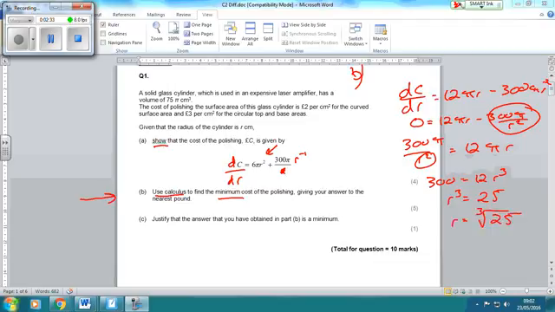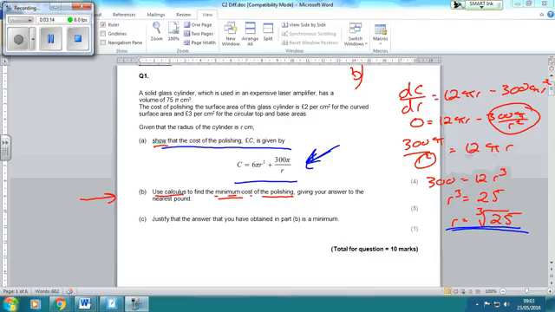And notice it doesn't say find the value of r, even though we have to find the value of r. It says find the minimum cost of polishing. Now if you read the question carefully, it tells you that the cost of polishing is given by this. So this is how we find the cost of the polishing, and what we've done is we've found the value of r that gives the minimum cost of polishing. So by differentiating and setting it equal to 0, that's how you find the minimum, and we've found our value of r, which gives us the minimum. So what we now need to do is substitute this value of r back into this equation here.